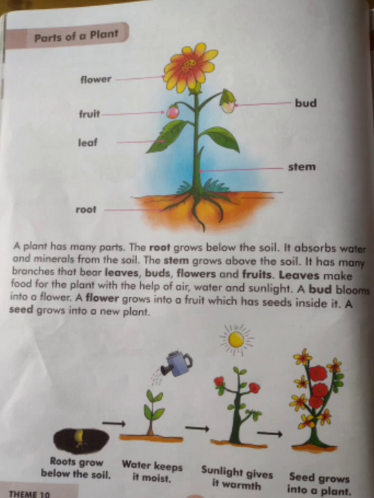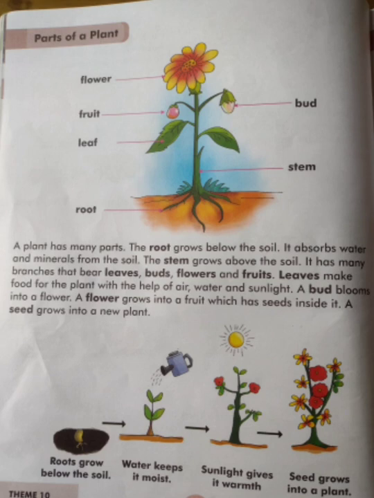You know, children, leaves make food for the plant with the help of air, water and sunlight. Yes, the leaf only makes the food for the plant with the help of air, water and sunlight. And a bud blooms into a flower. Yes, this is a bud like a small flower and it grows into a flower.